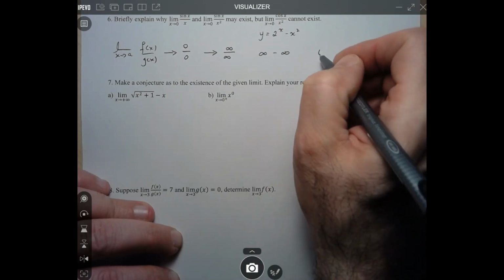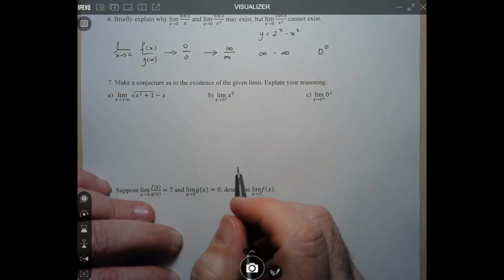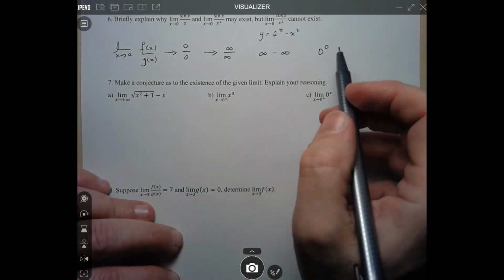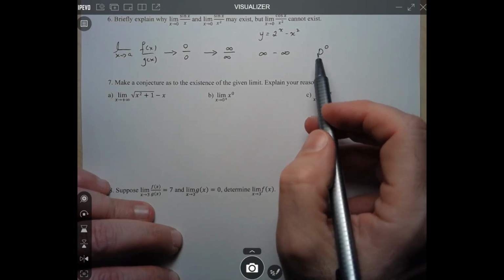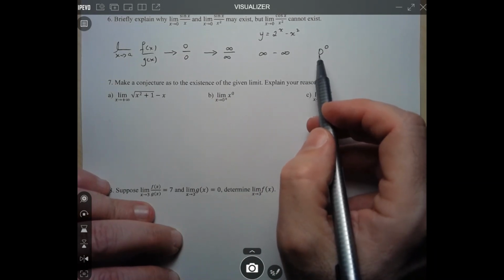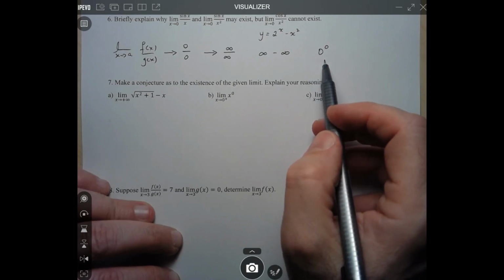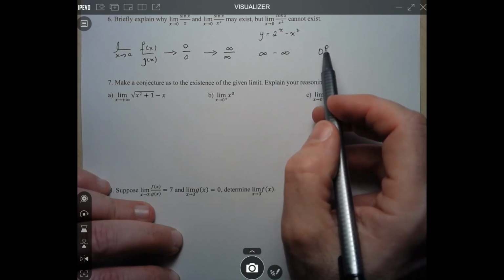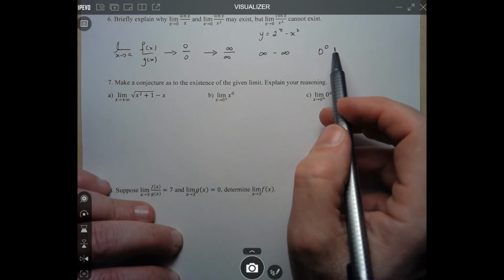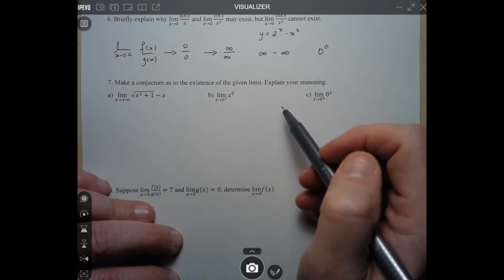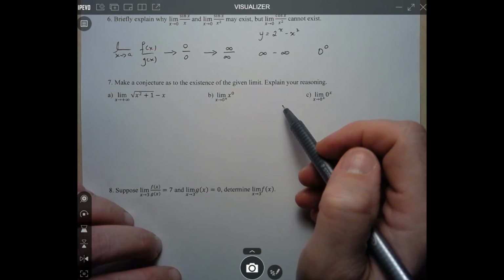And another indeterminate form is 0 to the 0. This one's a little odd because when you think of a power where the base is equal to 0, you expect the power to just be equal to 0. Whereas when you have a power with an exponent of 0, you expect the result to be equal to 1. So which is it, if either? So these are what you're going to explore.